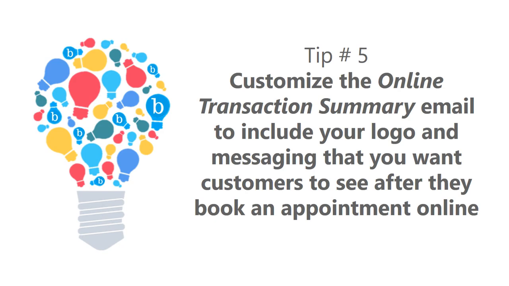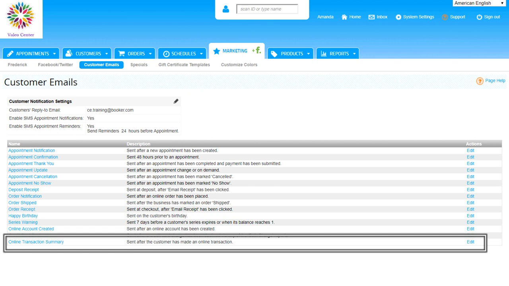Customize the online transaction summary email to include your logo and any custom messaging that you want customers to see after they book appointments online. Please ensure that your online transaction summary email is enabled from the Customer Emails page here in the Marketing tab. It's really easy to tell if your emails are disabled because next to the description on the right side of it, you would see disabled in parentheses. Now to customize this, we can click Edit from the Actions column on the right.